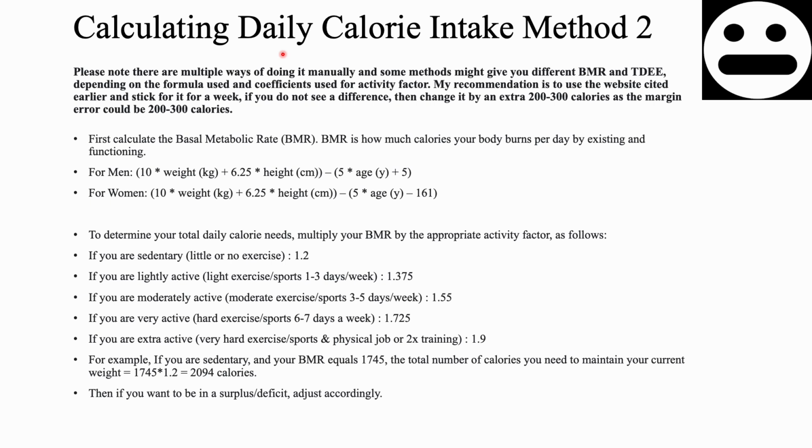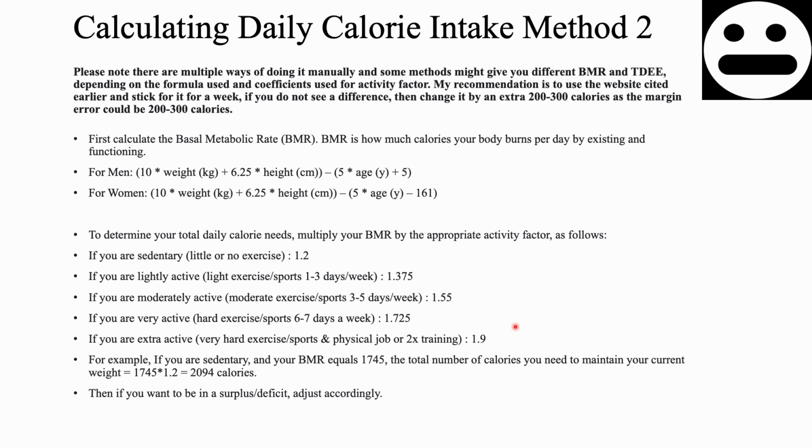So first, calculate the BMR. BMR is how many calories your body burns per day by existing and functioning. You've got for men and women right here a formula. Just do that quickly. And then to determine your daily calorie needs, your TDEE, multiply your BMR by the appropriate activity factor here below. And you're going to have to be very honest on how active you are during the week.